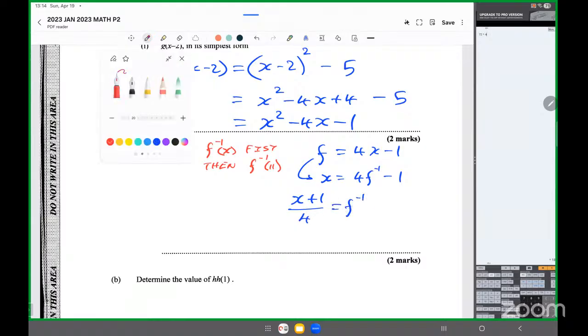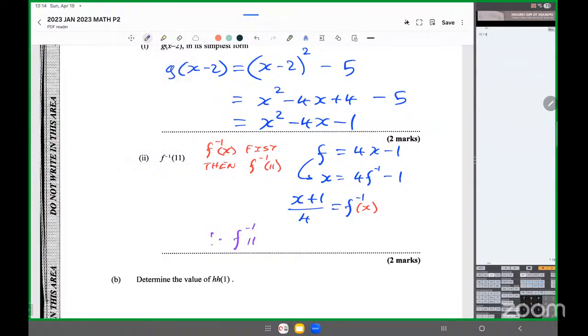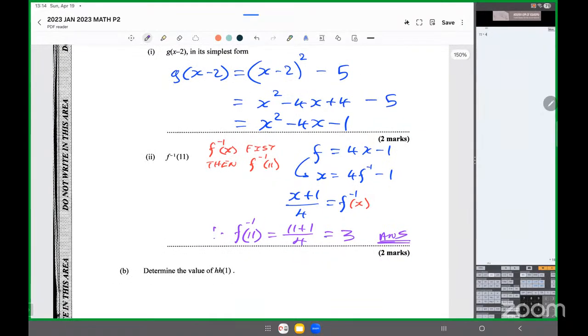I can put back the of x now that we're done. Therefore, f to the minus 1 of 11 now, we're going to plug the 11 in this. It becomes 11 plus 1 over 4. 11 plus 1 is 12. 12 over 4 is 3. So the answer is 3. All right? There's another way to do it, but we're doing it this way today.